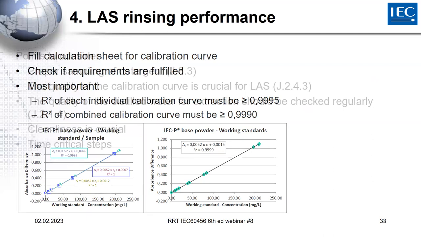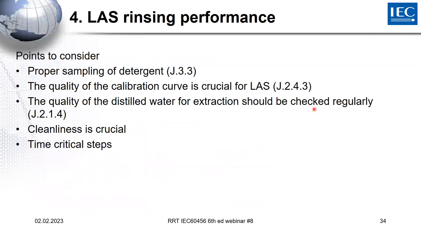So, as a summary, there are some things to consider that I want to point out. Everything starts with the proper sampling of the detergent. As long as we use powder detergent, there might be some inhomogeneities here. A liquid detergent shouldn't have it. So this is something very important.